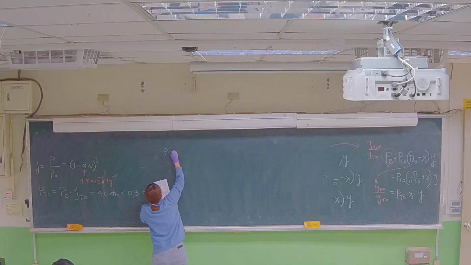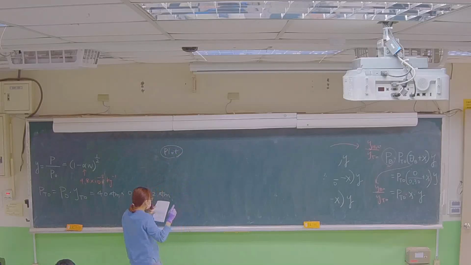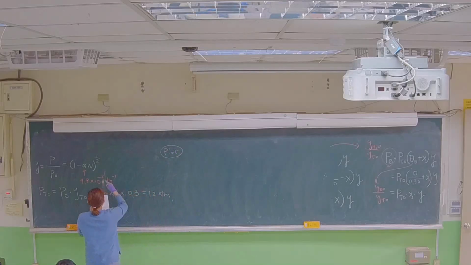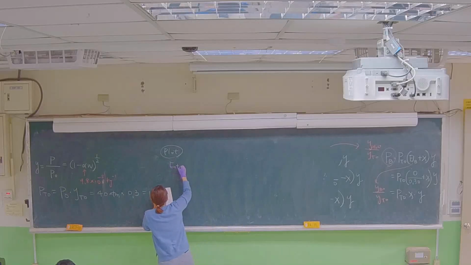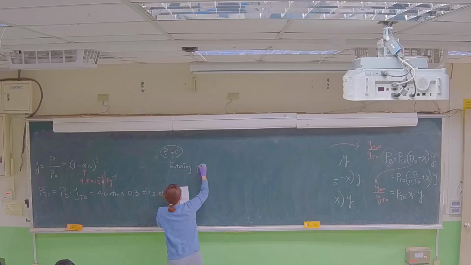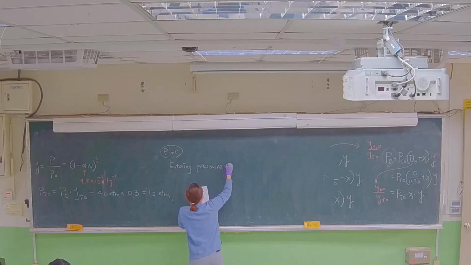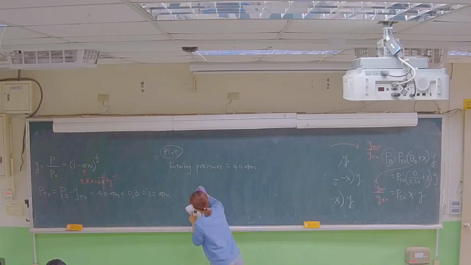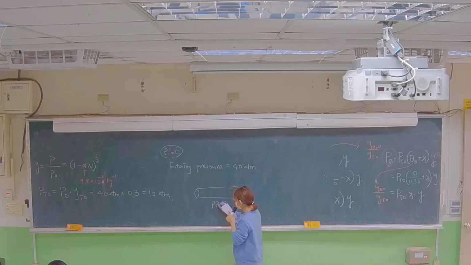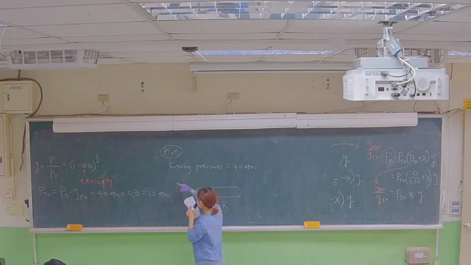Okay, and we have to plot, right? But before plotting, we have to find the range for W. Here, we know the entering pressure is 40 atm. There's a tube, a PBR, and we know P0 is 40 atm. So initially the pressure is 40 atm.